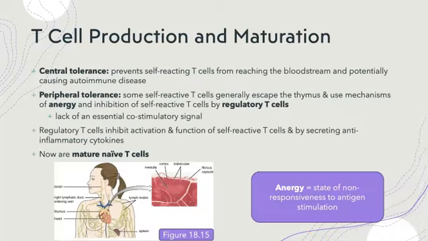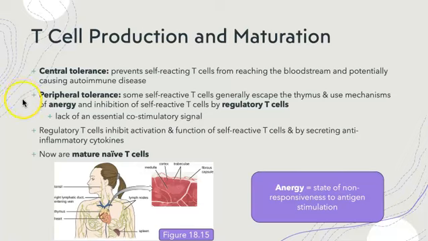Now, through the maturation process, we are able to achieve something known as central tolerance, which means that we're preventing these self-reacting T cells from entering the bloodstream and possibly causing an autoimmune disease.